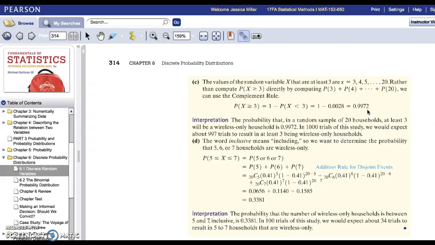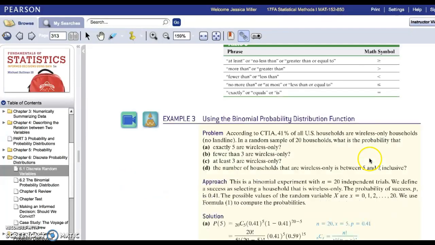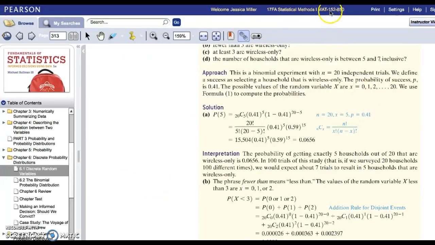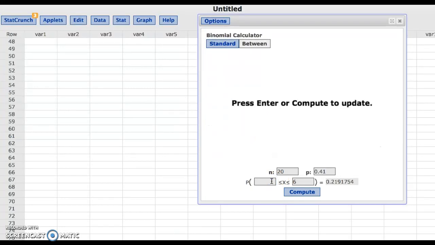0.9972. And then the very last example was between 5 and 7 inclusive. Read carefully because sometimes it's inclusive, other times they can not include those boundaries. But if we want to know between 5 and 7, make sure you change to your between. And then here, the only option for the between is the or equals to. So if it says non-inclusive, you're going to have to adjust those numbers.